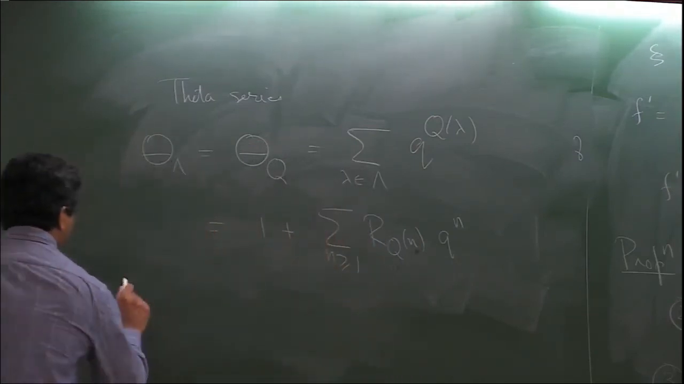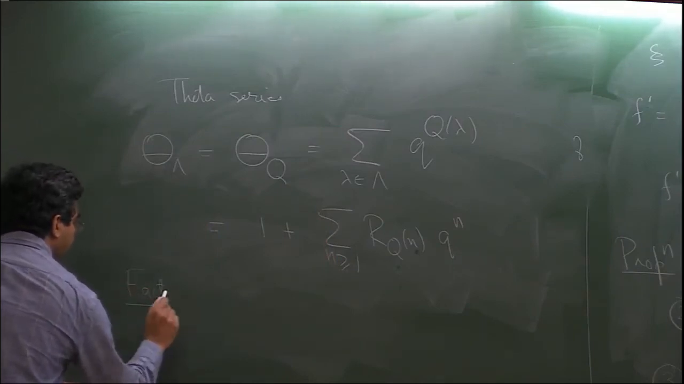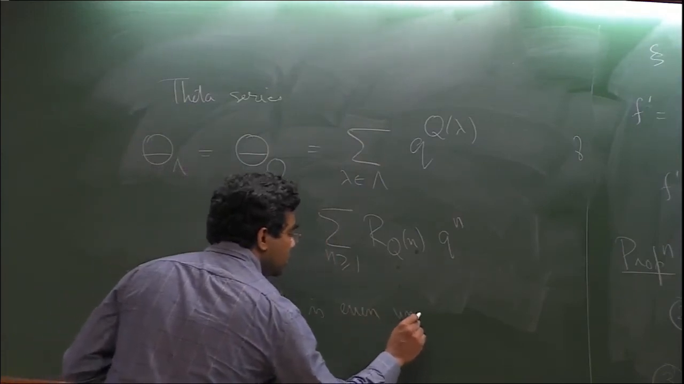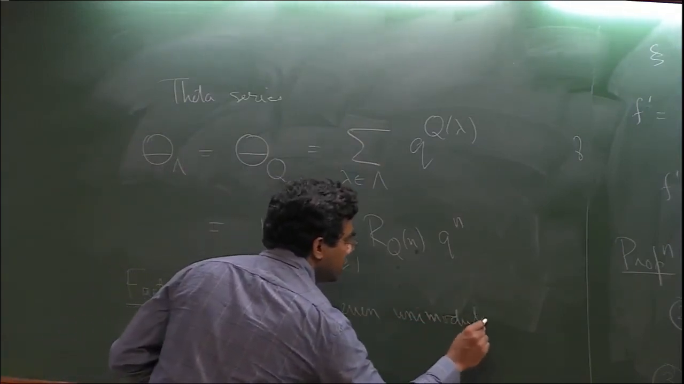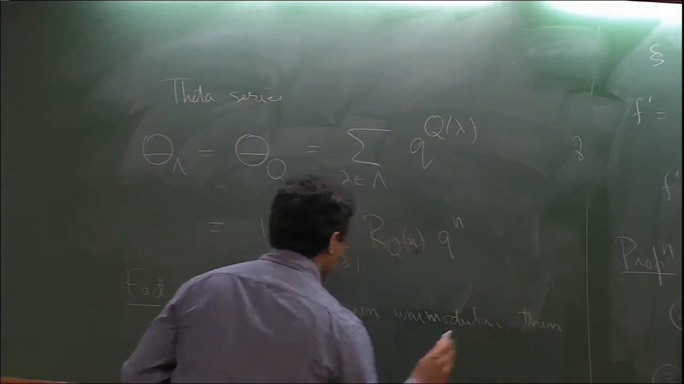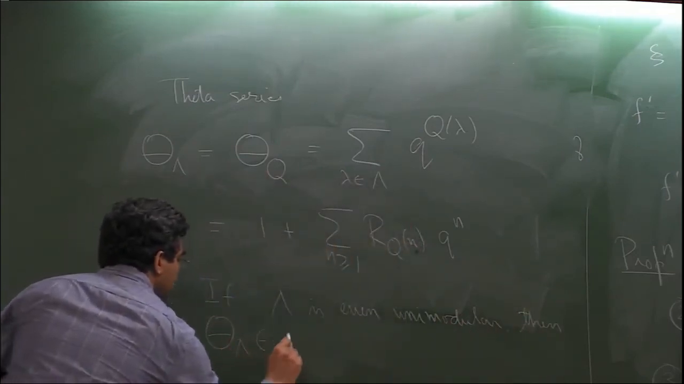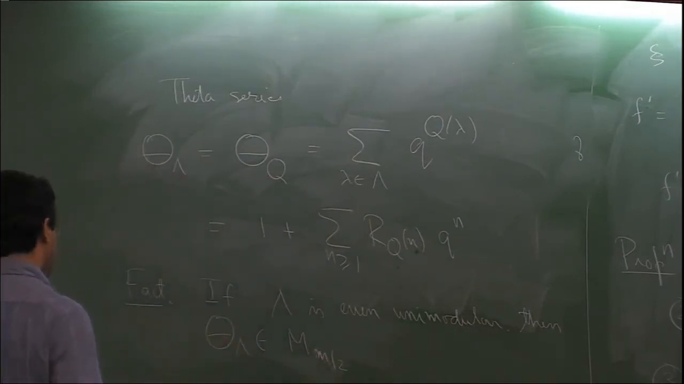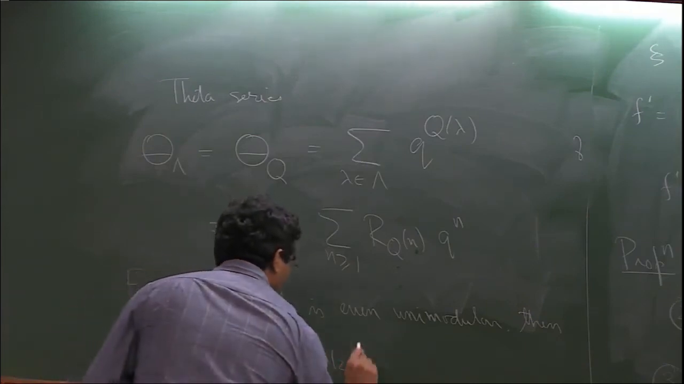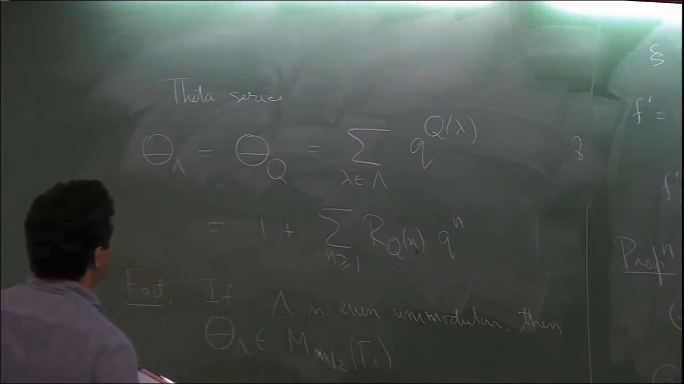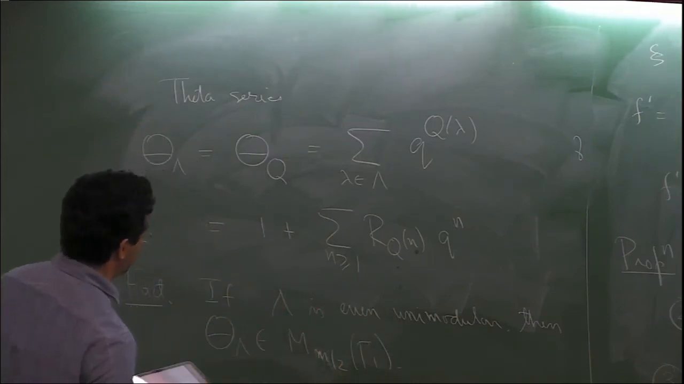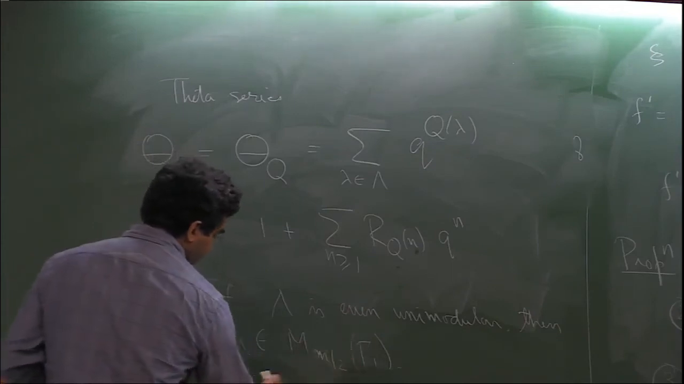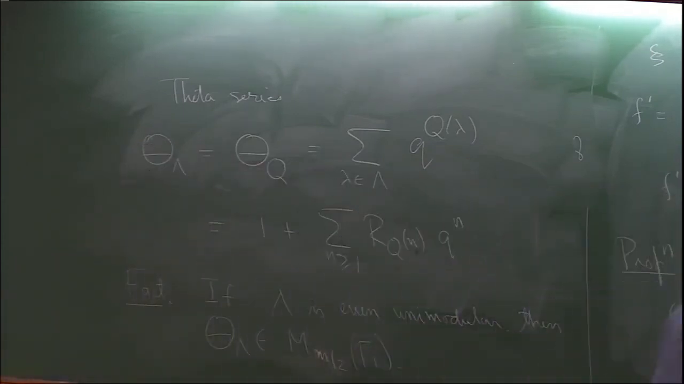And the fact is that if lambda is even unimodular, then this is a modular form of weight m by 2. M was the rank, remember, and full level. If it's not unimodular, then it's not full level, and so on. So it's a bit more complicated, but it's always a modular form of weight m by 2 with some level.